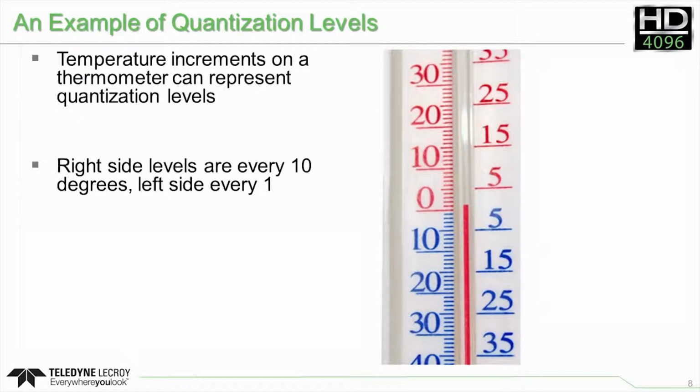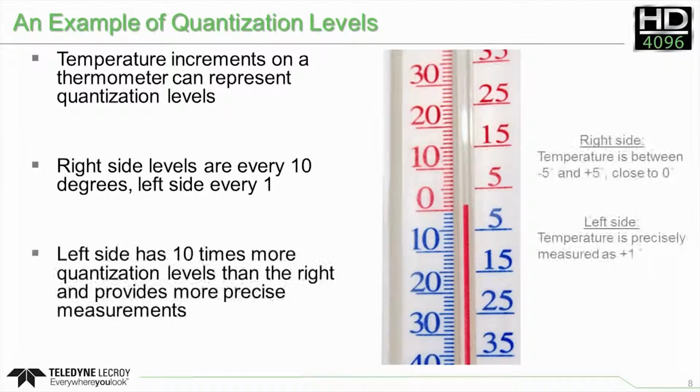This basic example of a thermometer can be used to understand quantization levels and their impact on measurements and measurement precision. On the right side of the thermometer, temperatures are displayed in 10-degree increments. On the left, in 1-degree increments. These increments can represent the quantization levels of an ADC. The left side has 10 times more quantization levels, or 10 times more resolution, meaning the temperature can be read as precisely as 1 degree. Looking only on the lower resolution scale, the temperature just appears to be close to 0 degrees and cannot be measured precisely.